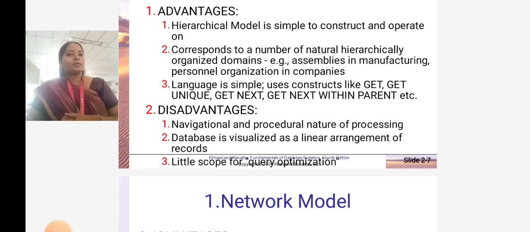So what are the disadvantages? The navigational and procedural nature of processing. The database is visualized as a linear arrangement of records. Linear arrangement in the sense that the data are in a sequential manner, the next 1, 2, 3, 4 in order. It can be in alphabetical order, or if it is a number, it will be in ascending order or descending order.